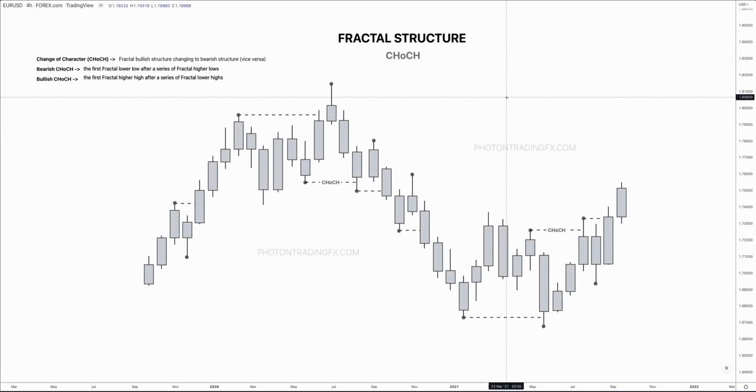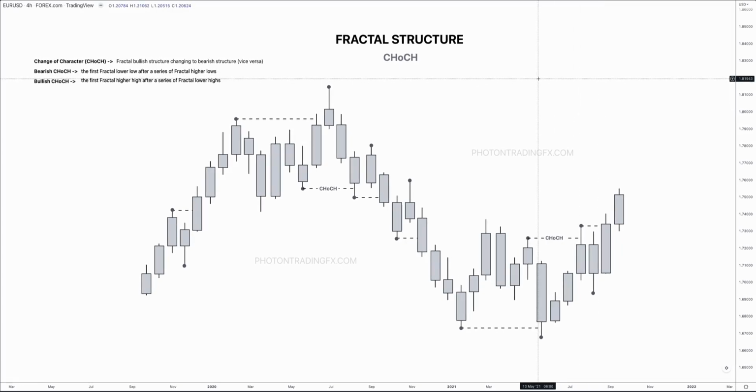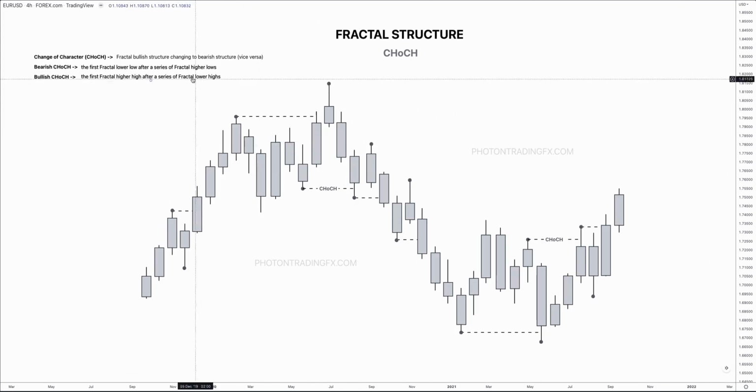Okay, so Choch, change of character, what is it? And how are we looking at this? Well, it is very simply everything that we just looked at, except we use the term change of character for when the fractal structure changes trend. Choch, which is short for change of character, all that simply means is the fractal structure has changed trend. And we draw it on the line where that fractal structure changes trend. And that's it. I can't make it any more simple than that. That's as complicated as it needs to be, okay? So change of character, Choch, is the fractal bullish structure changing to bearish structure, right? And vice versa. So all that means is fractal bullish structure shifting to bearish, i.e. the trend change, and then again, right?